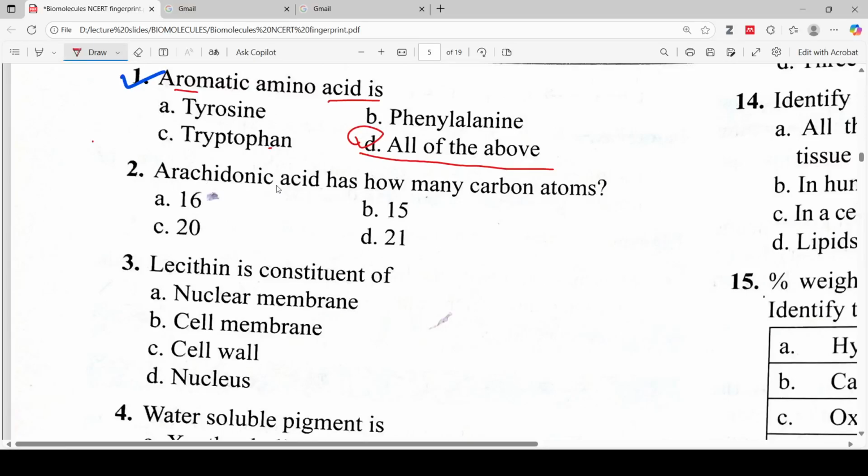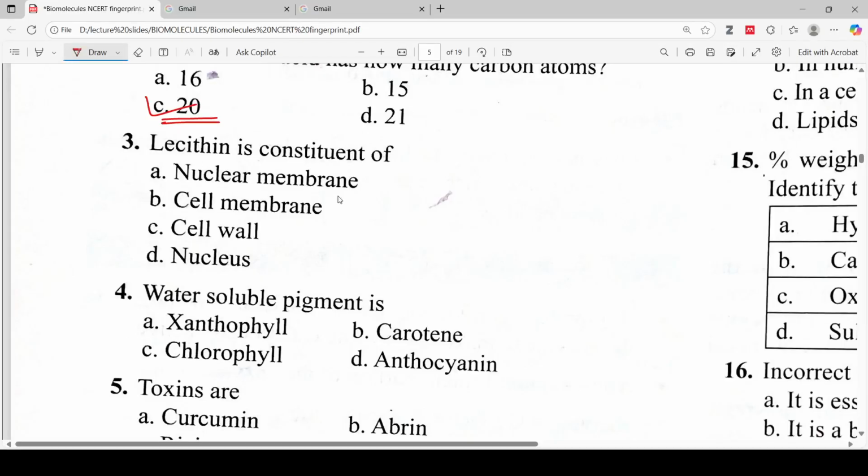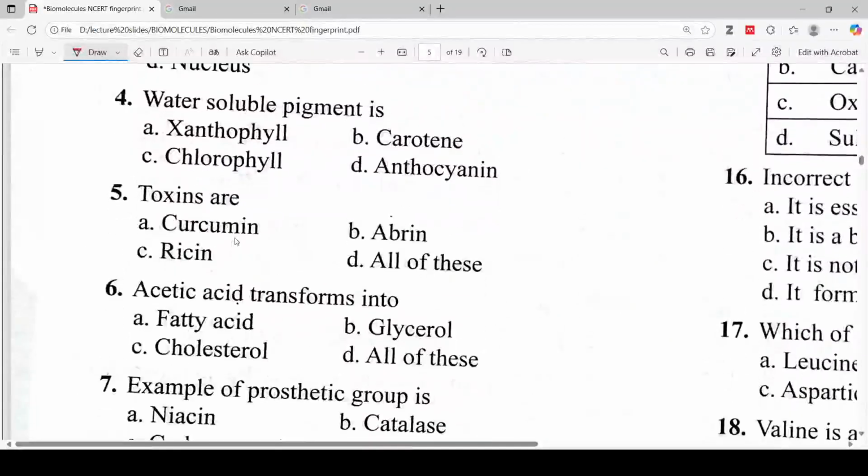Next question, arachidonic acid has how many carbon atoms? So 4 options are given. You have to choose the correct answer. So arachidonic acid has 20 carbon. Next question, lecithin is a constituent of nuclear membrane, cell wall, nucleus. So the correct answer is option B, cell membrane will be the correct answer for this question.